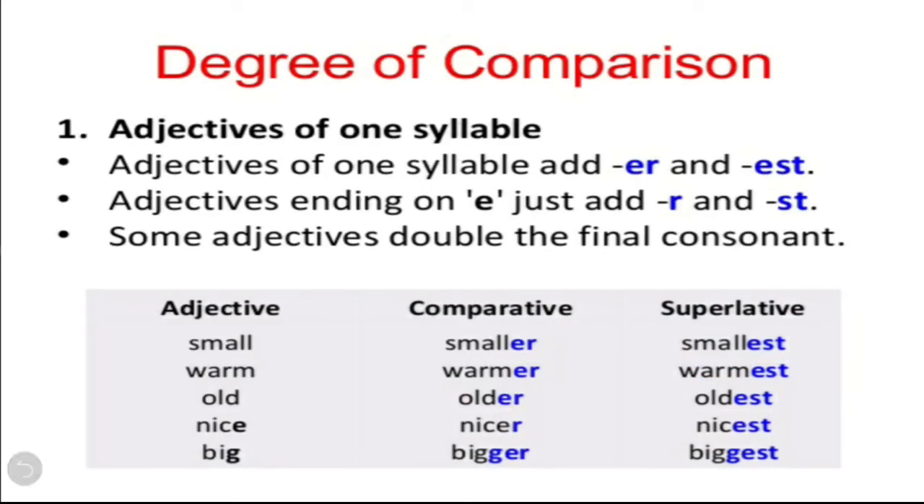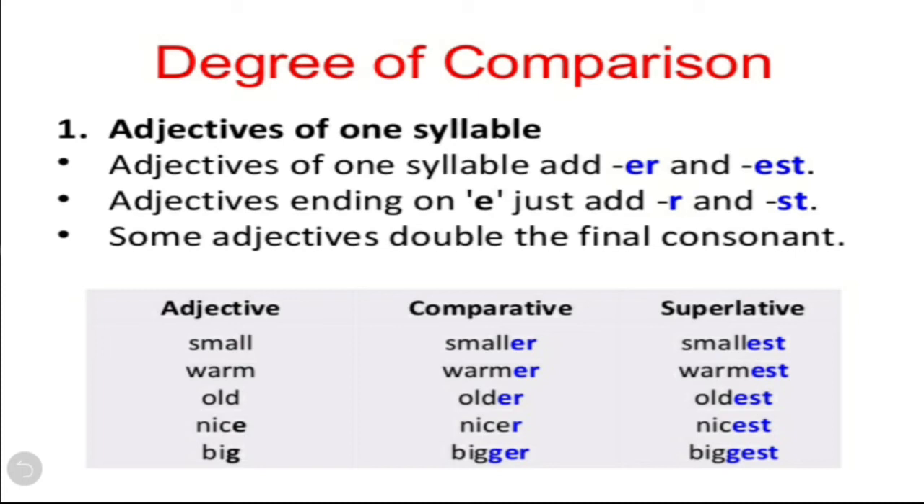So let's have a look at a few tips as to how to change one degree into another degree. When we talk about adjectives of one syllable, one syllable, children, means we pronounce the whole word as one: small, warm, old, nice, big. We are pronouncing all these words as one. So, adjectives of one syllable add ER and EST. ER in the comparative degree and EST in the superlative degree.